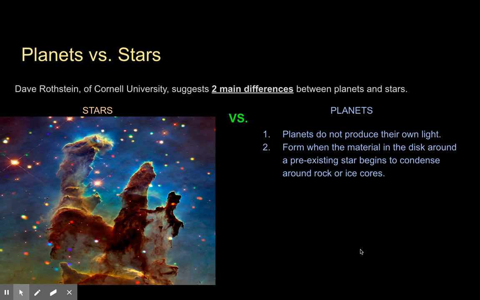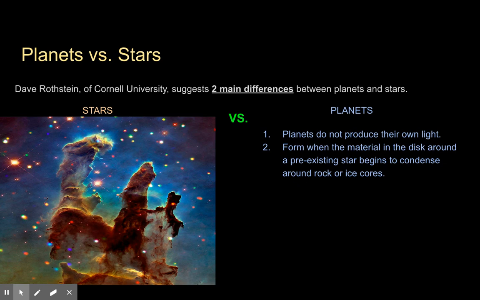Rothstein says planets, first of all, they don't undergo nuclear reactions. They do not produce their own light. They may produce a bit of their own heat. The Earth actually does produce a bit of its own heat, comes from the core of the Earth, but that would not be enough to sustain it without the light and the heat from the sun.